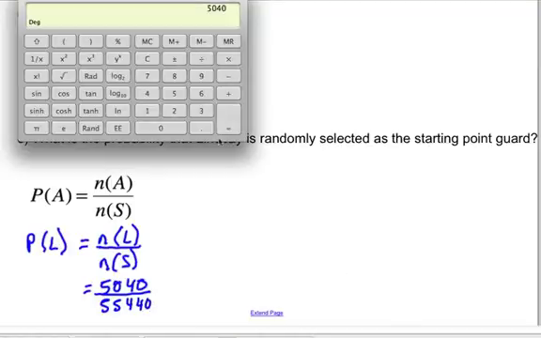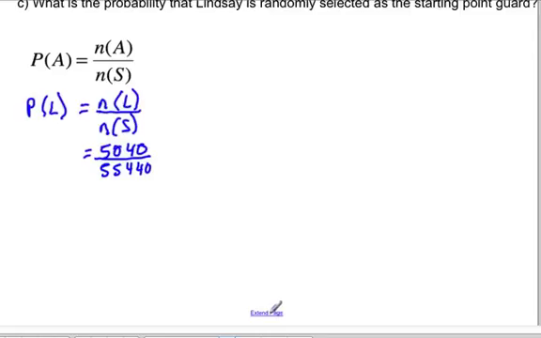And so now, if we divide this by 55,440, we get an answer of 0.09 repeating, and that's equal to 1/11th.